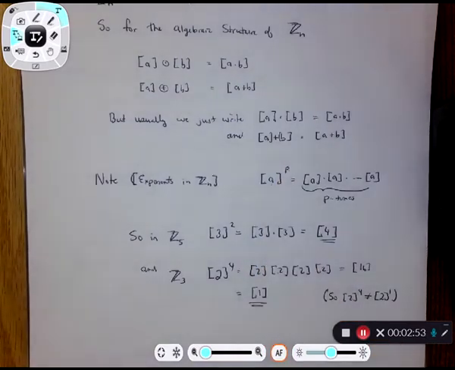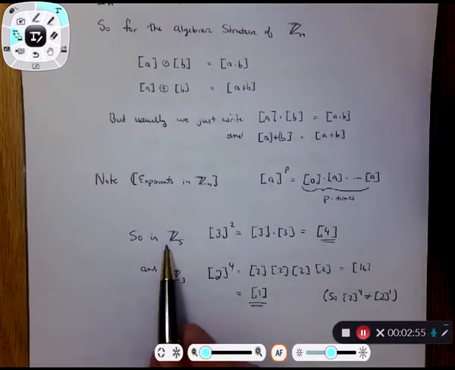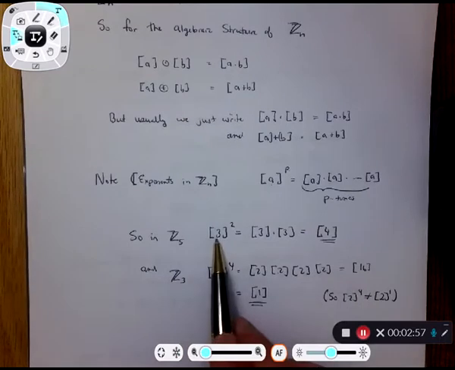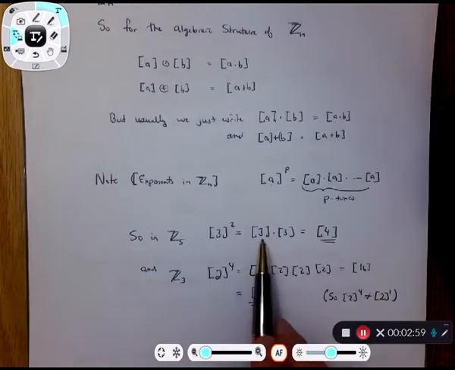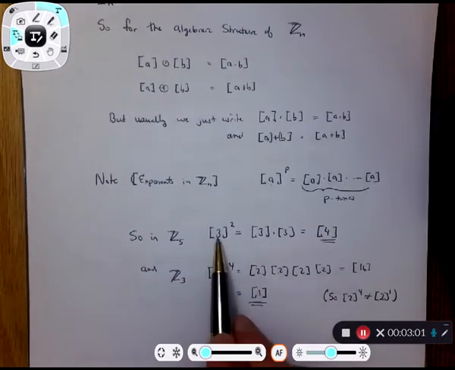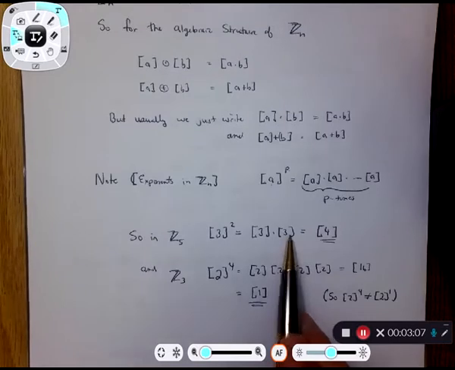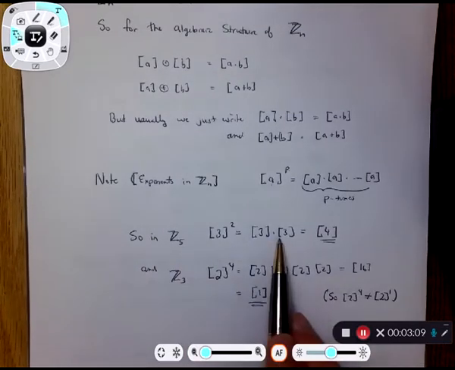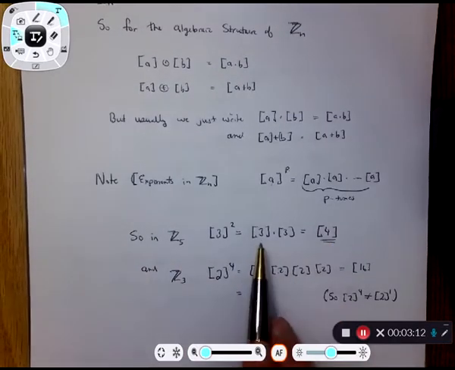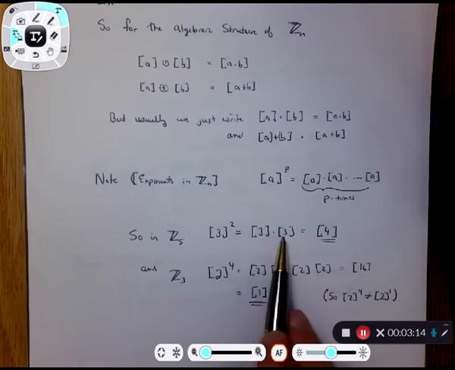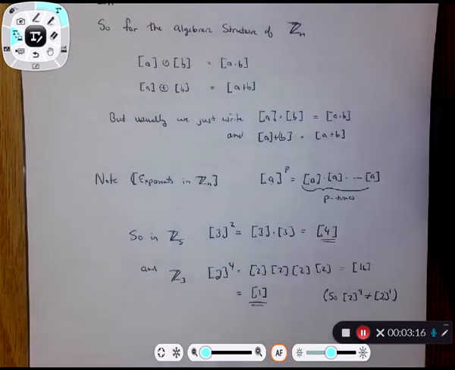And so, for an example here, in Z5, if I've got equivalence class 3 squared, that means it's equivalence class 3 times equivalence class 3. Now, 3 times 3 is 9, but in Z5, 9 is equivalent to 4. So, wonderful math here. 3 times 3 is equal to 4 in equivalence classes, mod 5.